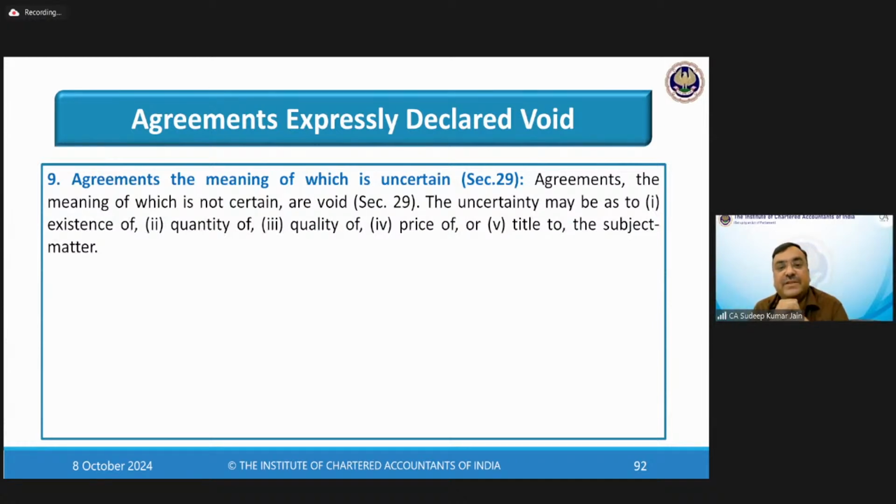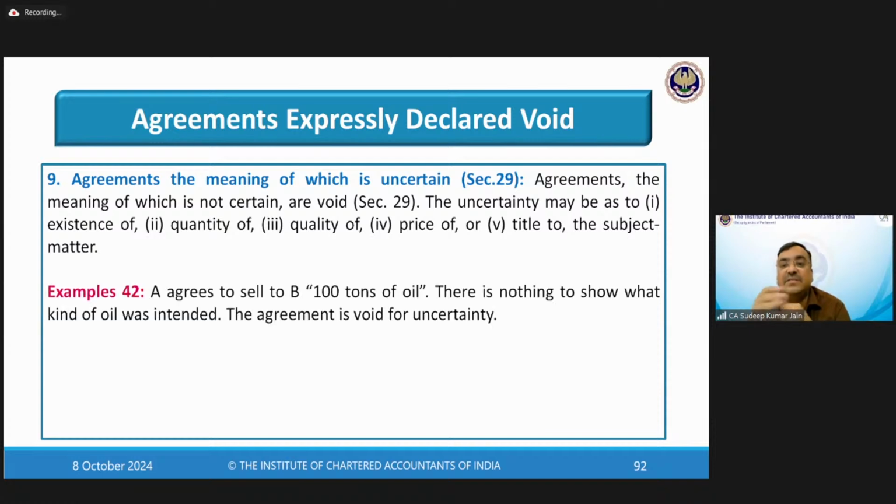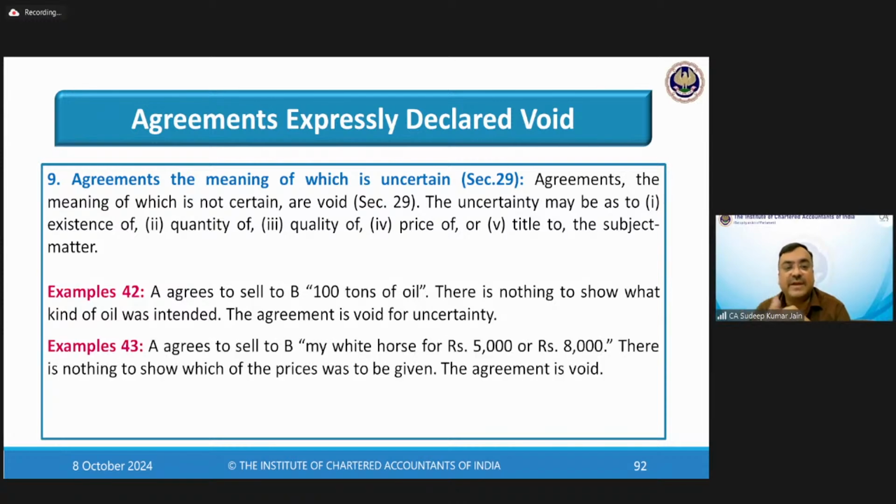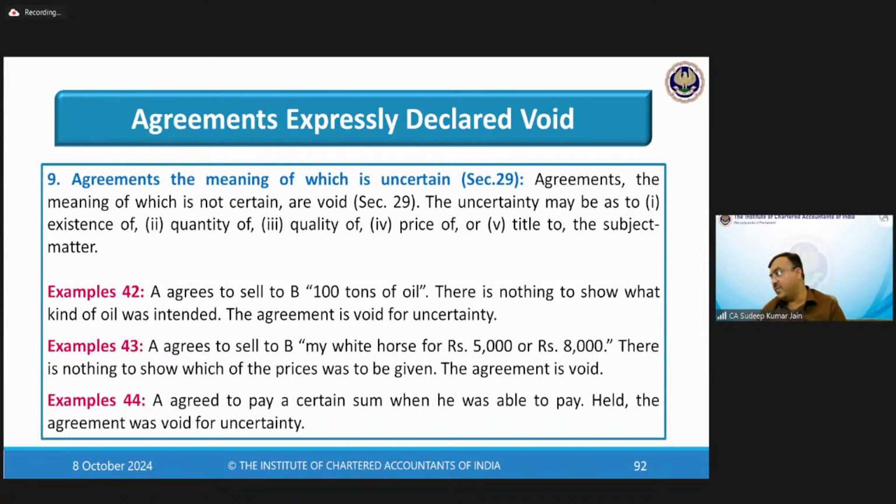Agreement, the meaning of which is uncertain. If meaning is uncertain, we have already discussed. There must be clear meaning. The agreement is void. Agreement, the meaning of which is not certain, is void. The uncertainty may be as to the existence, quality, quantity, price, title. See the examples number 42, 43, 44.